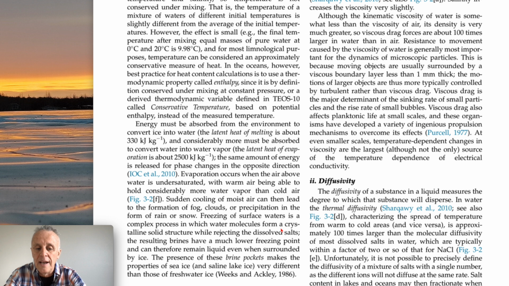Evaporation occurs when the air above water is undersaturated, with warm air being able to hold considerably more water vapor than cold air. Sudden cooling of moist air can then lead to the formation of fog, clouds, or precipitation in the form of rain or snow.